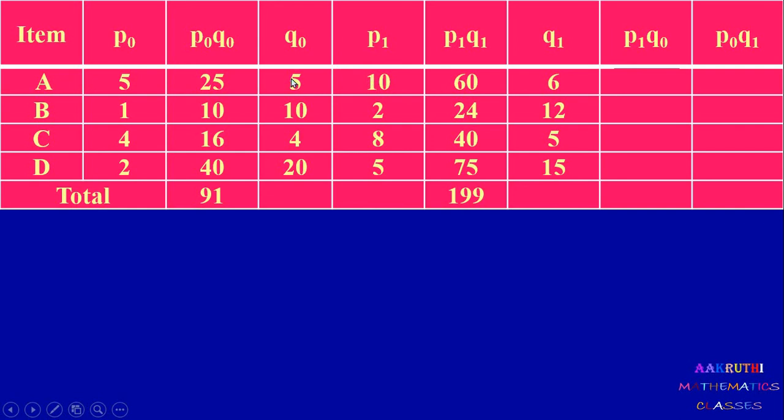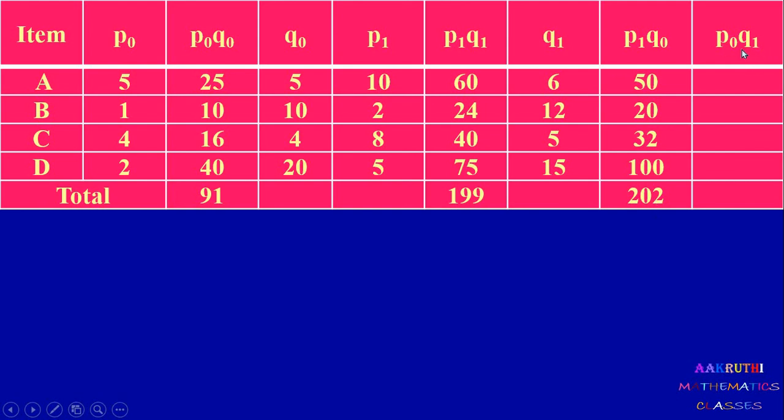It is 10 into 5. 10 into 5 is 50. 2 into 10 is 20. 8 into 4 is 32. 5 into 20 is 100. So it is 50, 20, 32, 100. Adding all this, we get 202.